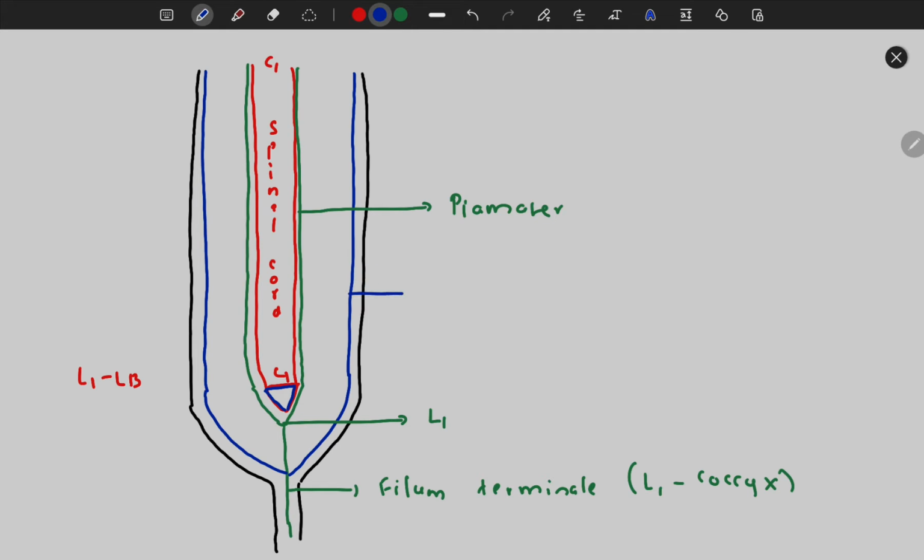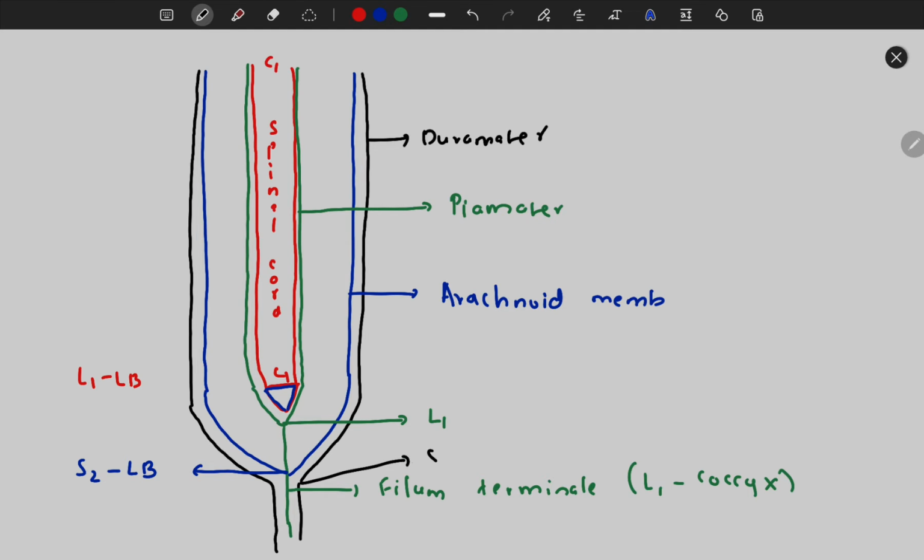Now this is the arachnoid membrane, and this arachnoid membrane is ending at the level of S2, lower border, and the outermost is the dura mater, and it converges at S2 and continues towards the coccyx region.